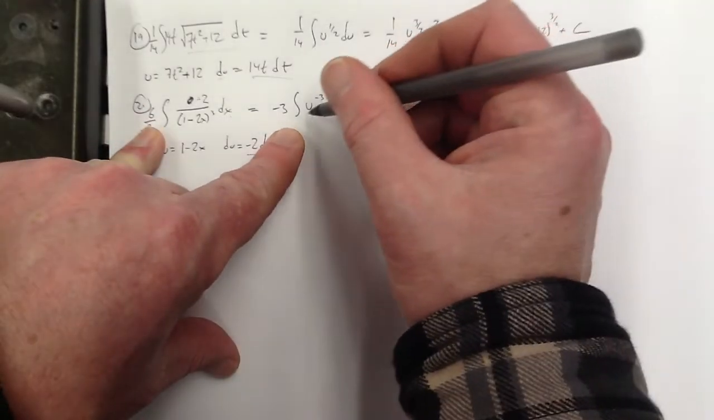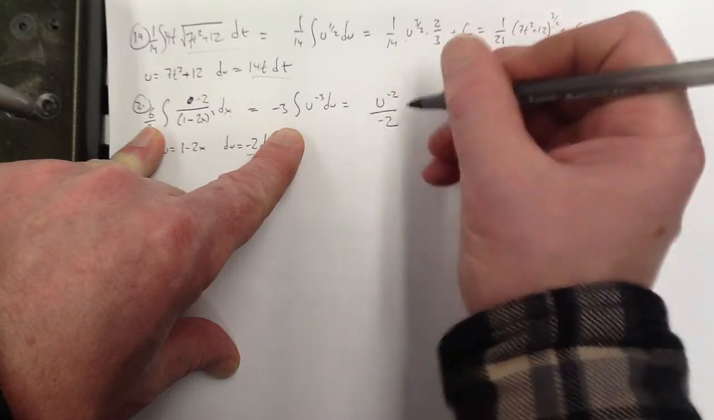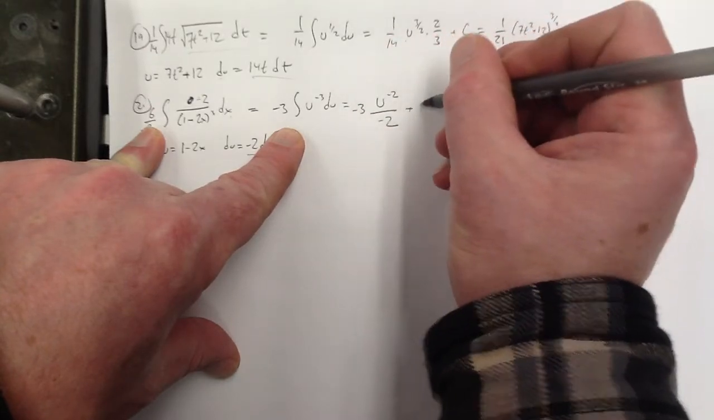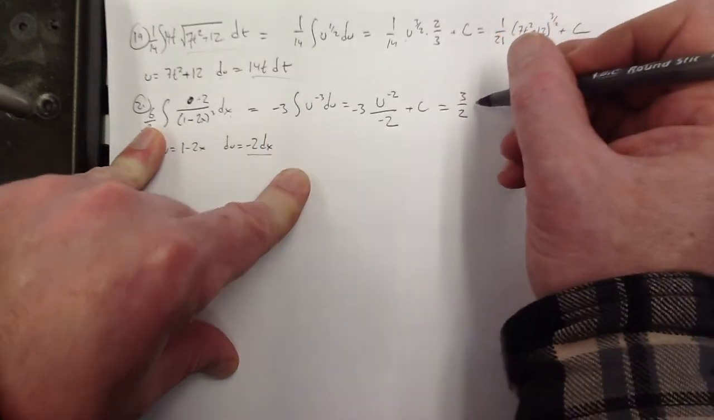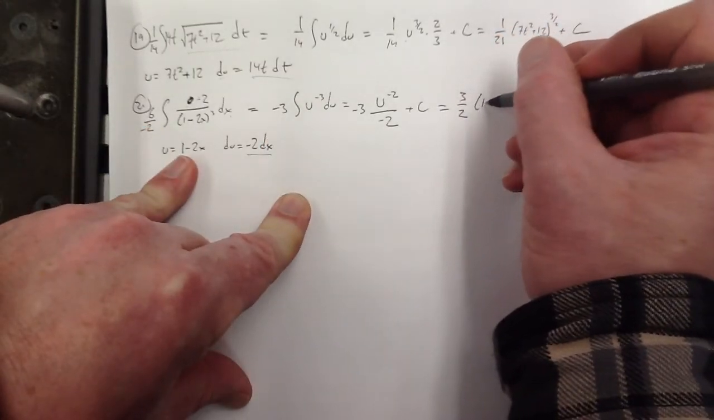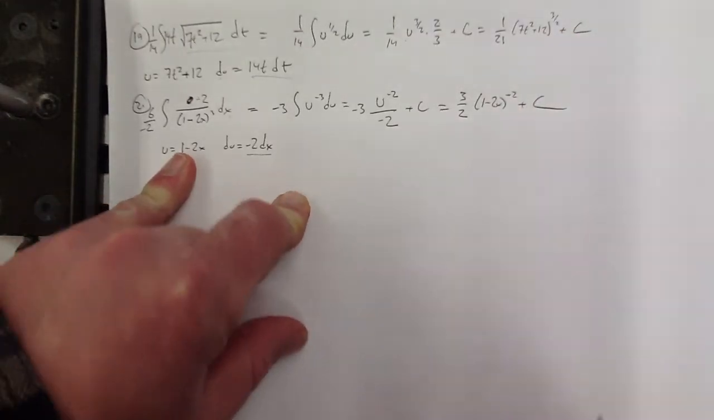And then I'm going to add 1 to that exponent and divide by the new exponent. I've still got my -3 there. So that looks like I've got 3/2 u to the -2 plus c.